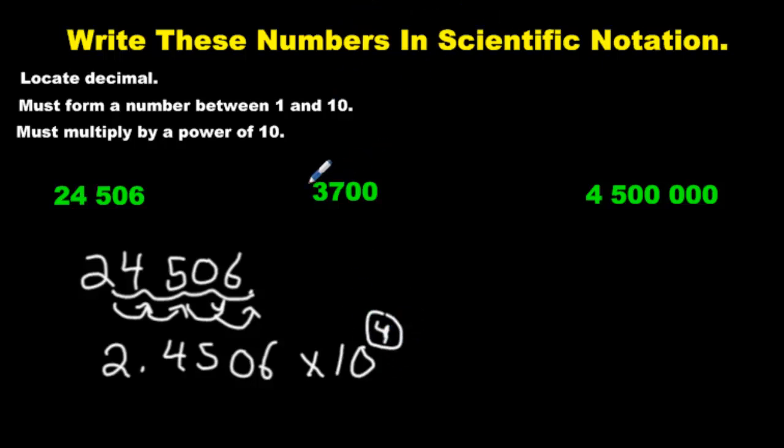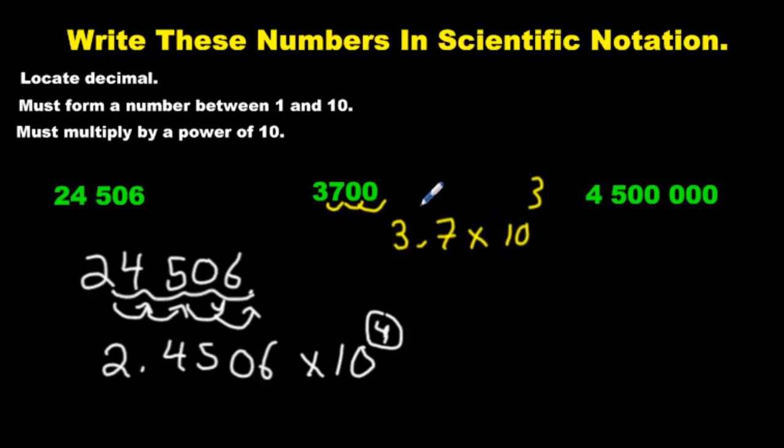Now the next question, we have 3,700. Locate the decimal. It's right at the end. Step 2, must form a number between 1 and 10. So we're going to put the decimal between two digits. If I put it after the 7, I'm going to get 37. Is that between 1 and 10? Of course not. So I have to put it between these two digits here. I'm going to get 3.7. Now look, how many times did I move it? I moved it 1, 2, 3. There's 3 spots. I'm going to put times 10 to the 3.